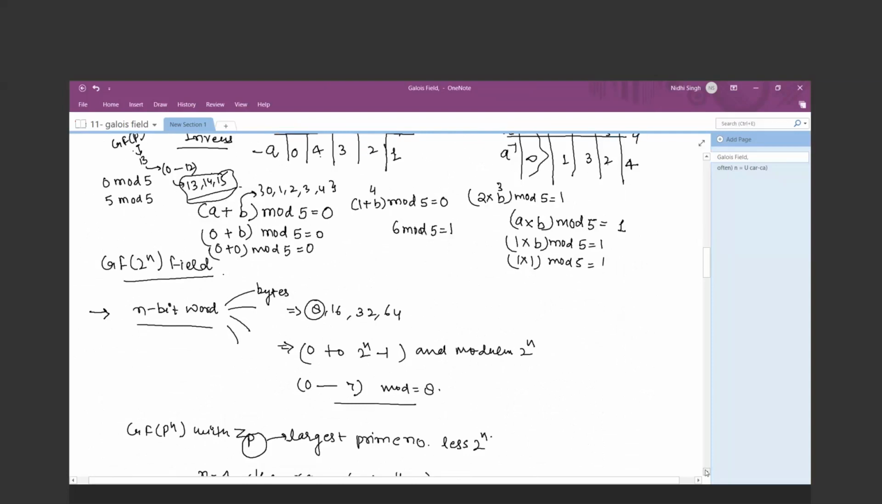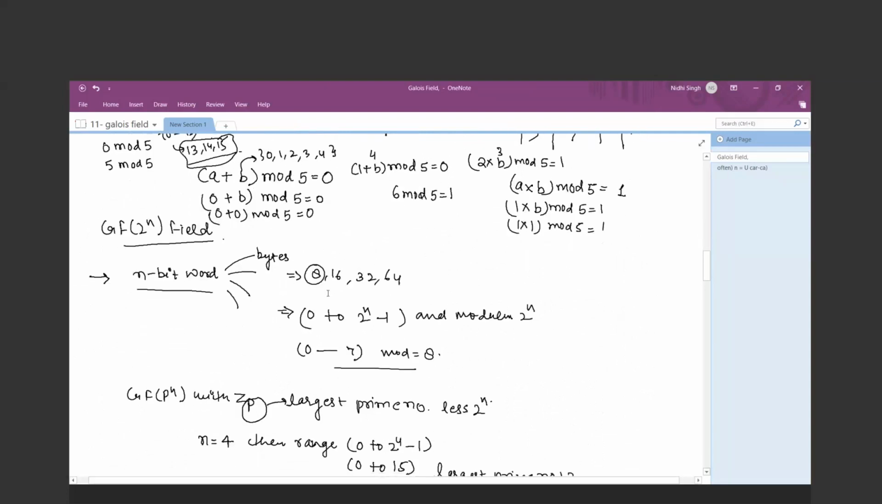Now there is one drawback associated with the prime numbers of Galois field, because in the computer we have to store all the things in terms of bits and bytes. So if you are taking 2 to the power n, then in the 2 to the power n, what will be the maximum prime number?